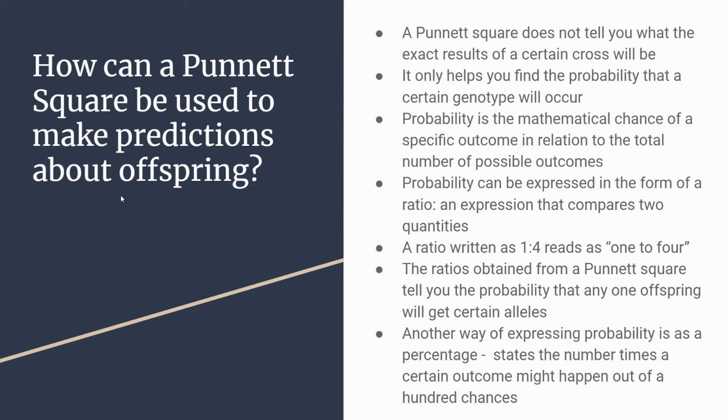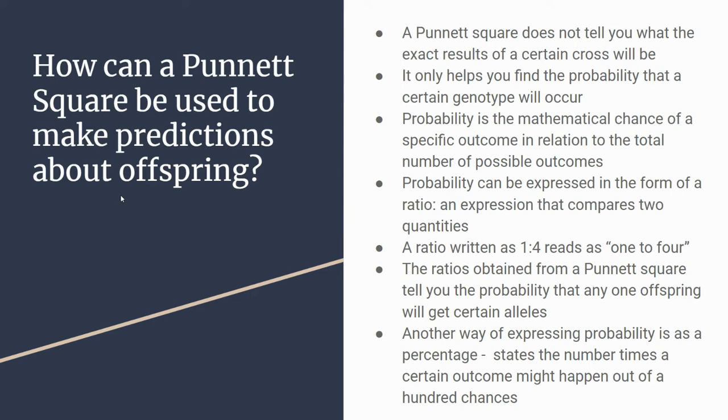Probability is the mathematical chance of a specific outcome in relation to the total number of possibilities. So you're like, what does that mean? Let's break it down to super simple terms. Take a coin. A coin has two sides, heads and tails. So what is the probability that you are going to flip heads?